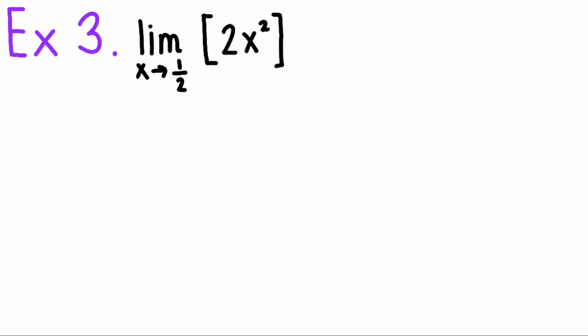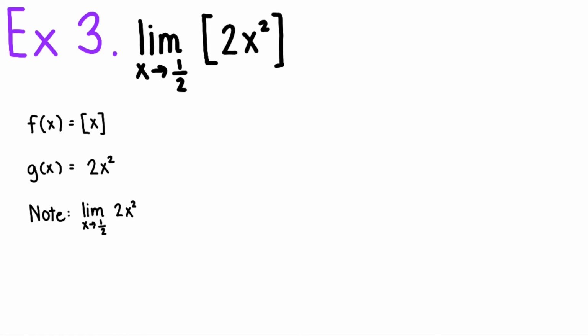So what we can do is, similar to example 2, we let f of x be equal to the greatest integer function of x and g of x to be 2x squared, so that this is equal to f of g of x. And so in here, take note that for the limit as x approaches 1 half of 2x squared, what we do is we just plug in 1 half out here since 2x squared is just a polynomial. So plugging it in, we'll have 2 times 1 half squared, or 2 times 1 fourth. Then 2 divided by 4, we'll have 2 in the denominator, and so we'll be left with 1 half.